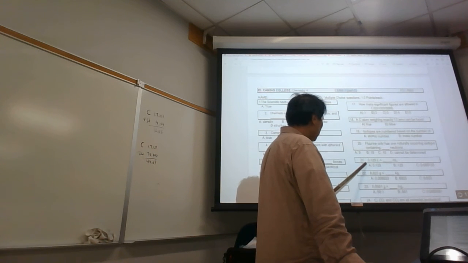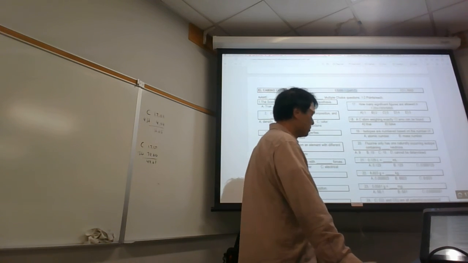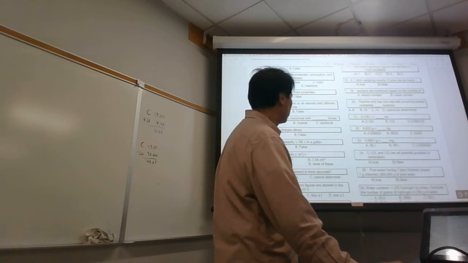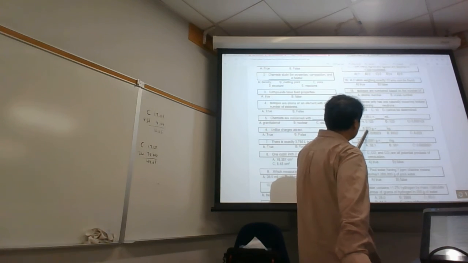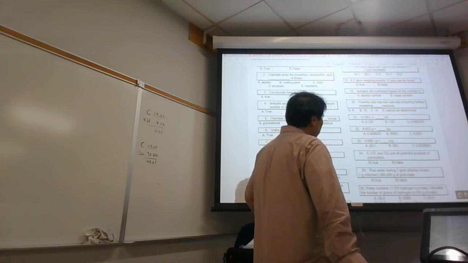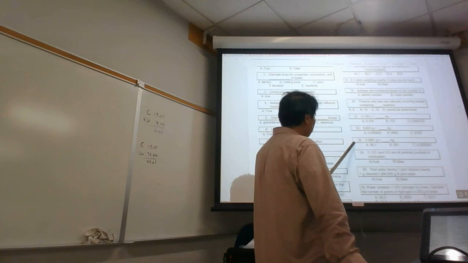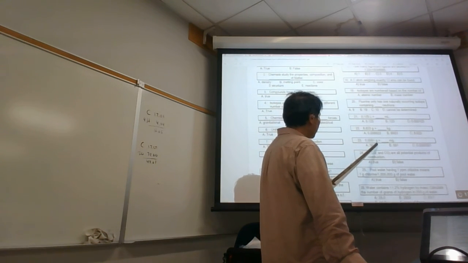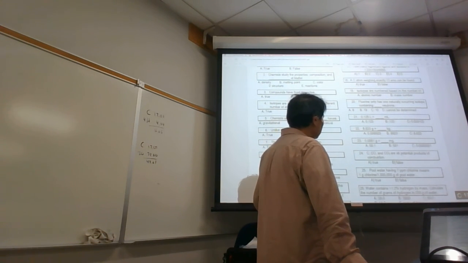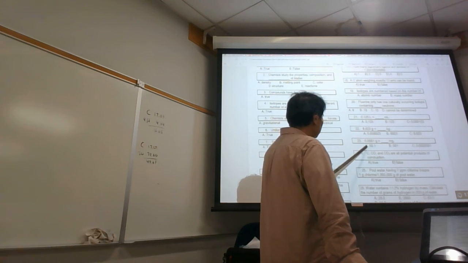Here's a conversion. 0.125 liters is equivalent to how many milliliters? 125. 22. 8,923 grams is equivalent to how many kilograms? 8.923, C. 23. 0.0561 grams is equivalent to how many milligrams? 56.1 is correct, A.